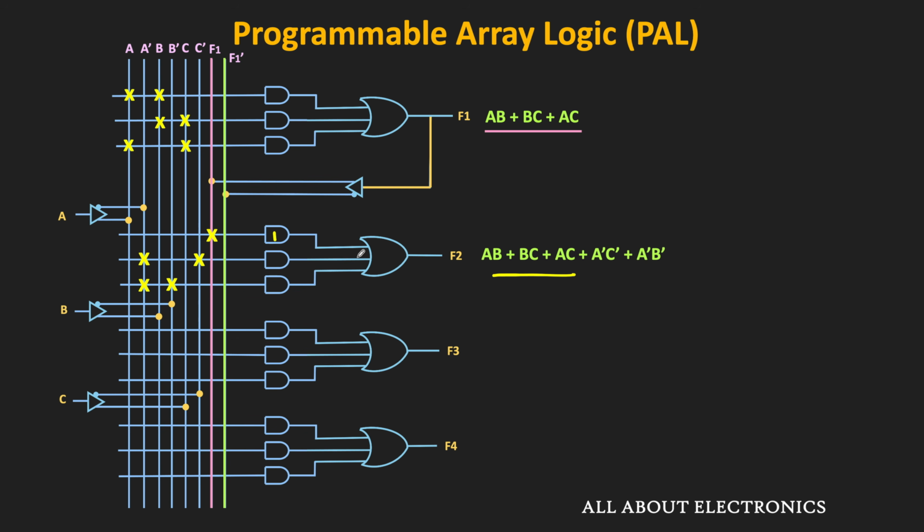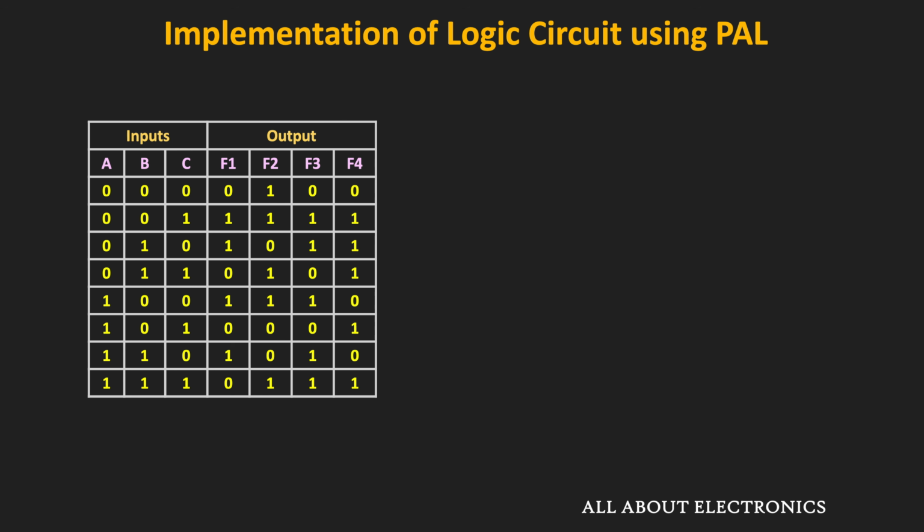So in this way, in this programmable array logic, by providing the feedback from the output to the input side, it is possible to implement a Boolean function which may require more product terms. Now, let us take one example and see how to implement some logic circuit using this PAL. Let's say this is the truth table of some logic circuit, and as you can see, it has 3 inputs and 4 outputs.